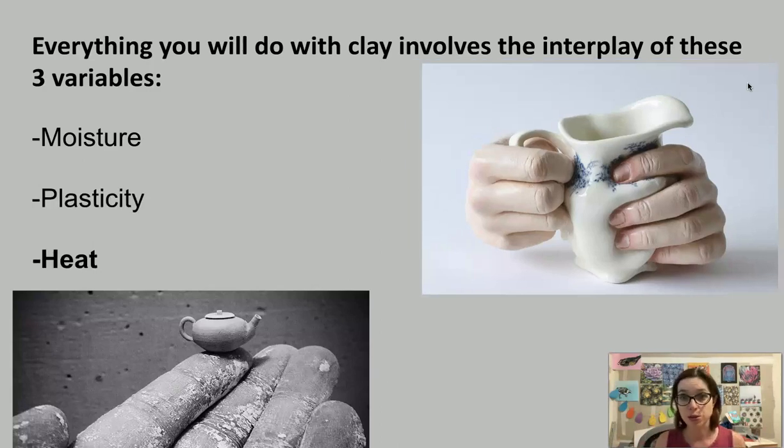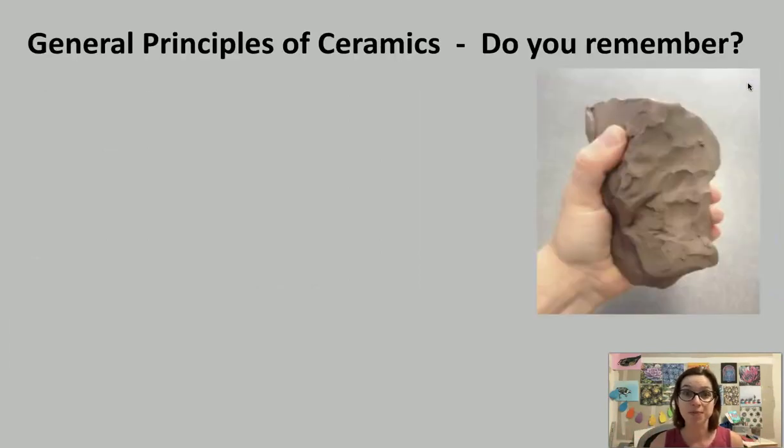And then heat is also important because heat helps the clay become permanent, right? When we fire the clay in the kiln, it heats up to 1900 degrees, so it is a very important factor. So do you remember these general principles of ceramics?